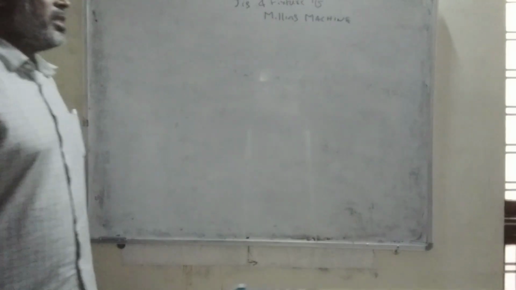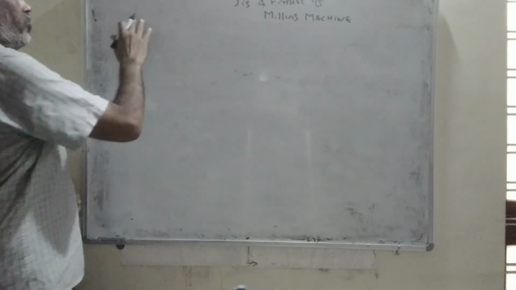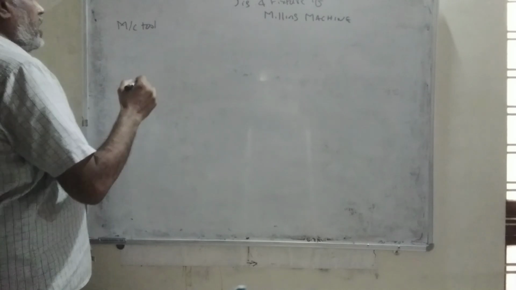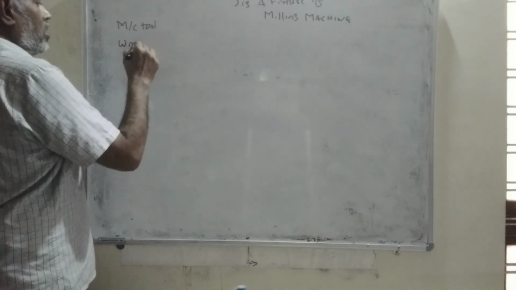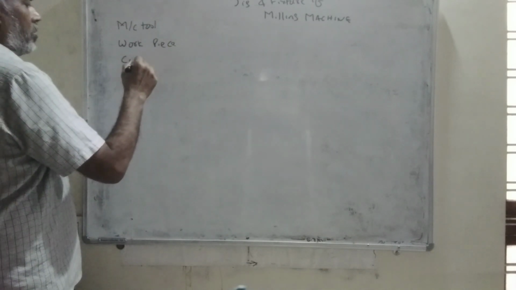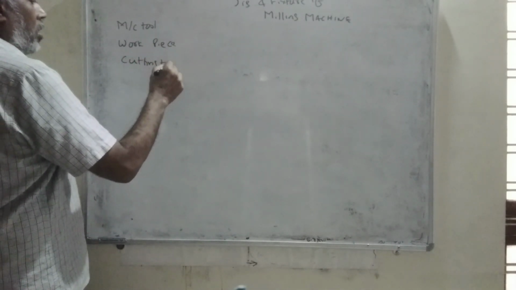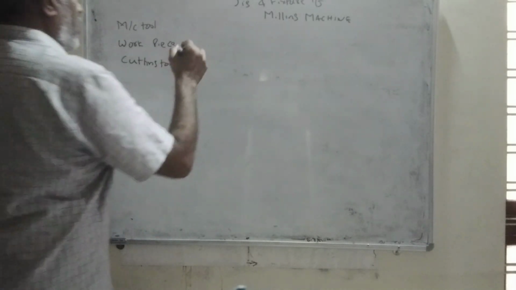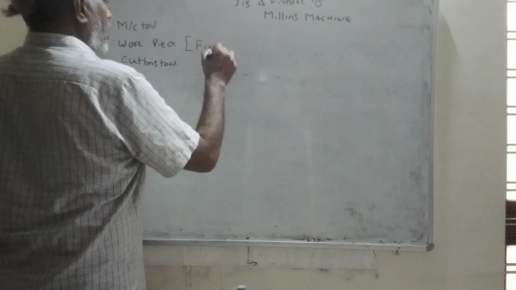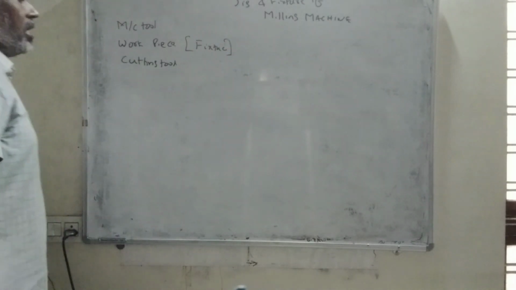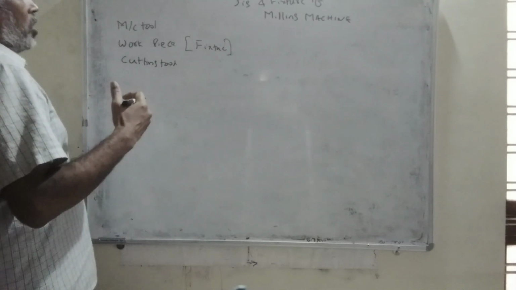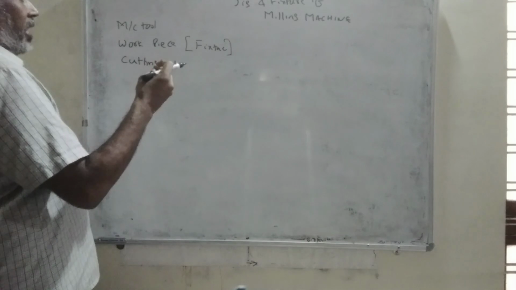So the main concept of a machine tool is the workpiece and the cutting tool. And the fixture is a mechanical component which holds the workpiece and guides the workpiece towards the cutting tool so that the cutting tool can remove material.